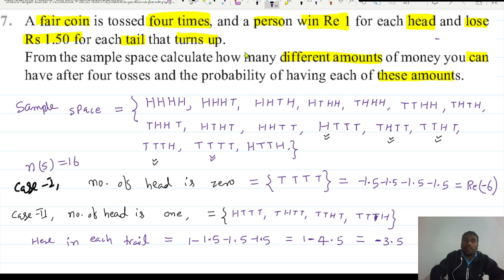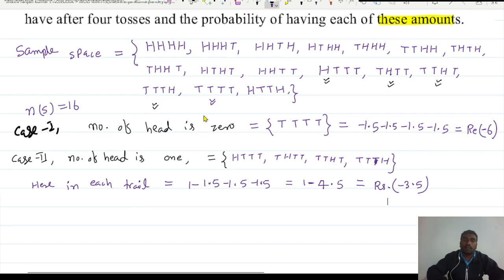So what is the amount here we are getting? Minus 3.5. We are getting minus 3.5 rupees. So this is the amount we are getting in this case. Okay. Next case, let us discuss case number 3.